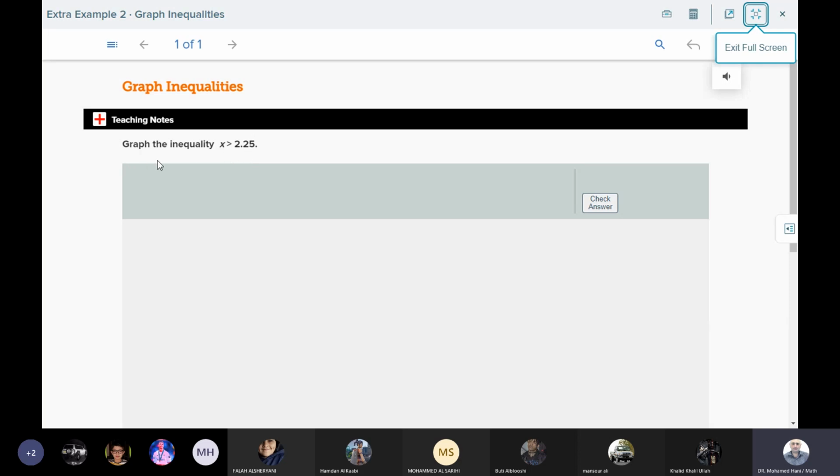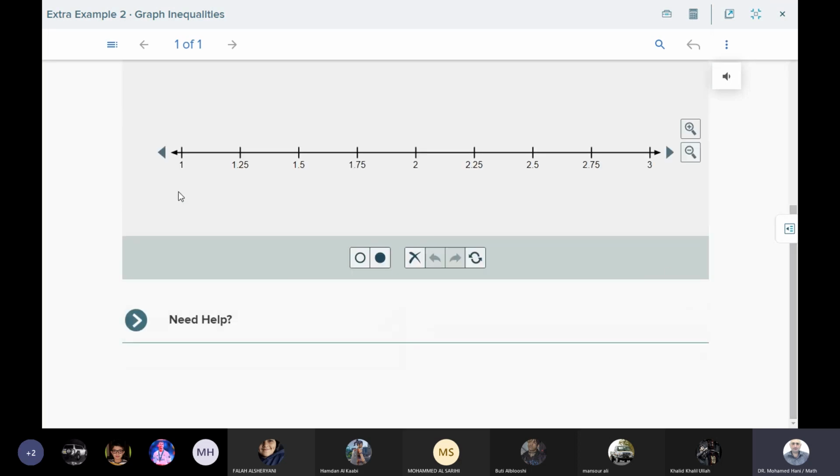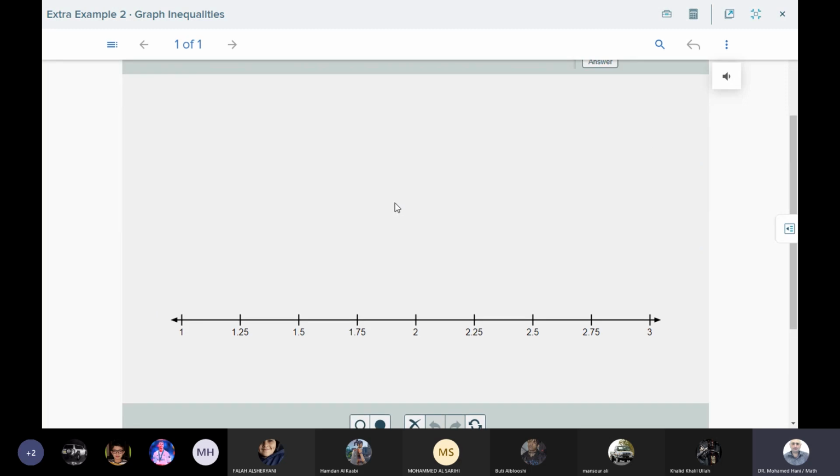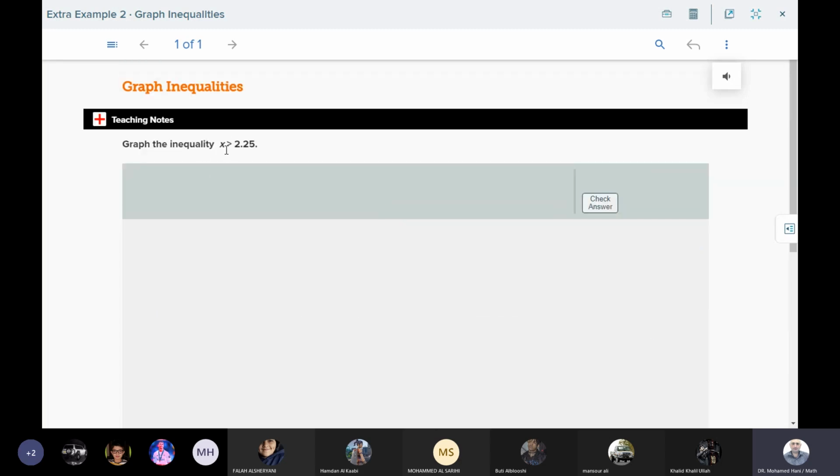So when we want to graph the number line, this is the number line, and this is the point 2.25, but 2.25 is not included. Why? Because we don't have equal in the sign, just we have greater than, exactly greater than. So the solution starts from the value bigger than 2.25, not from 2.25.